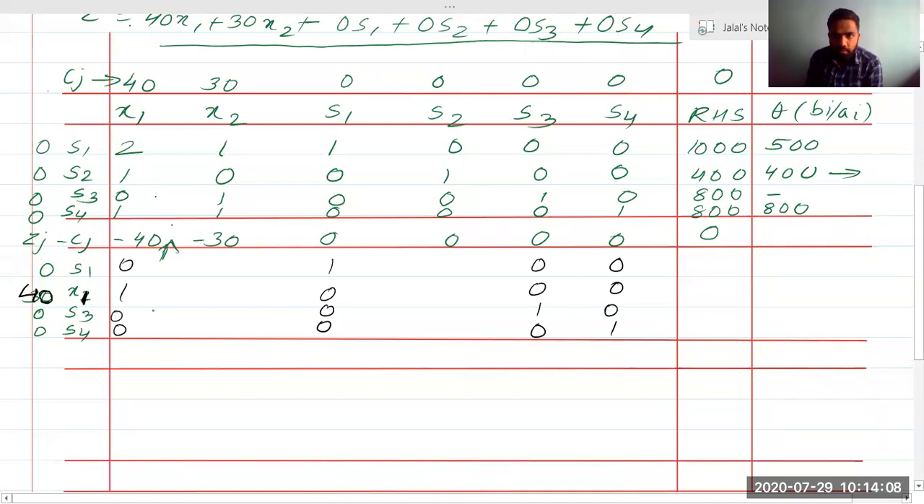So what we need to do, after writing this, we also know what will be the value of Zj minus Cj for this. This will be 0. This will be 0. This will be 0. And this will be 0. Now we need to see which one is the pivot key element. So 40, if we look at the combination, this column and this row, the common element will be 1.